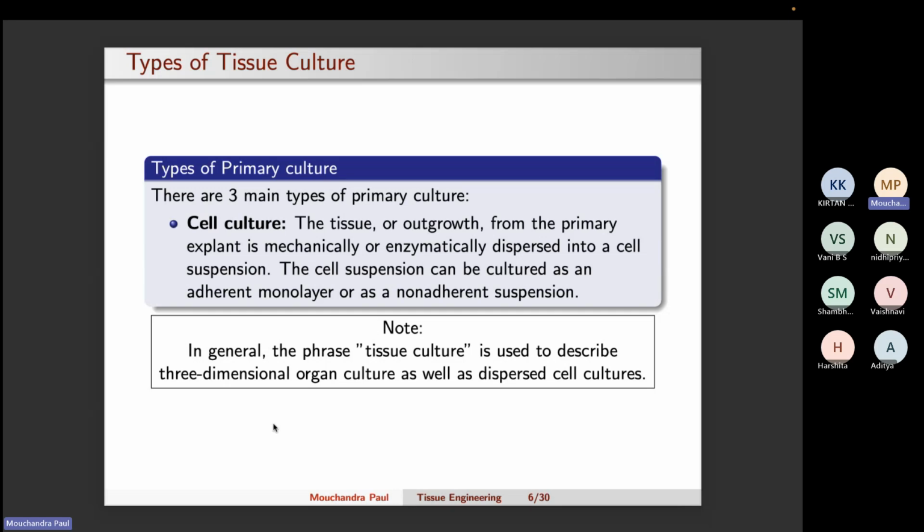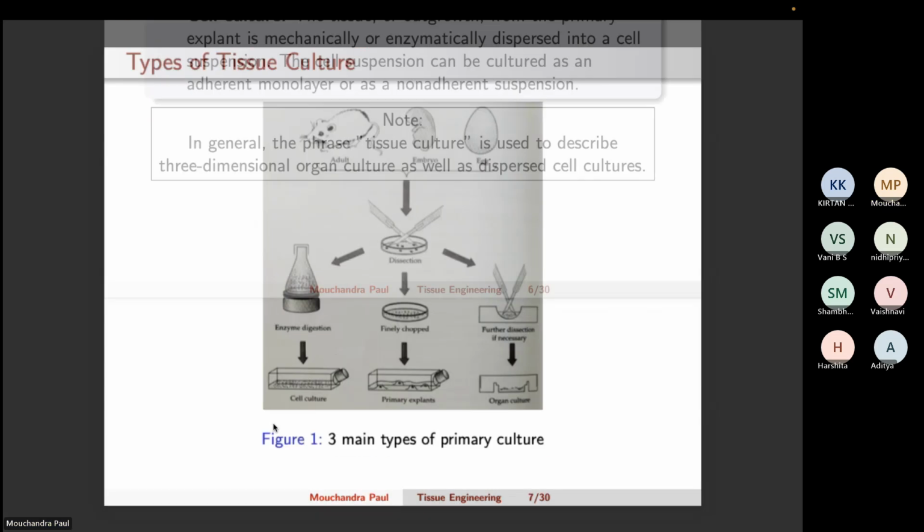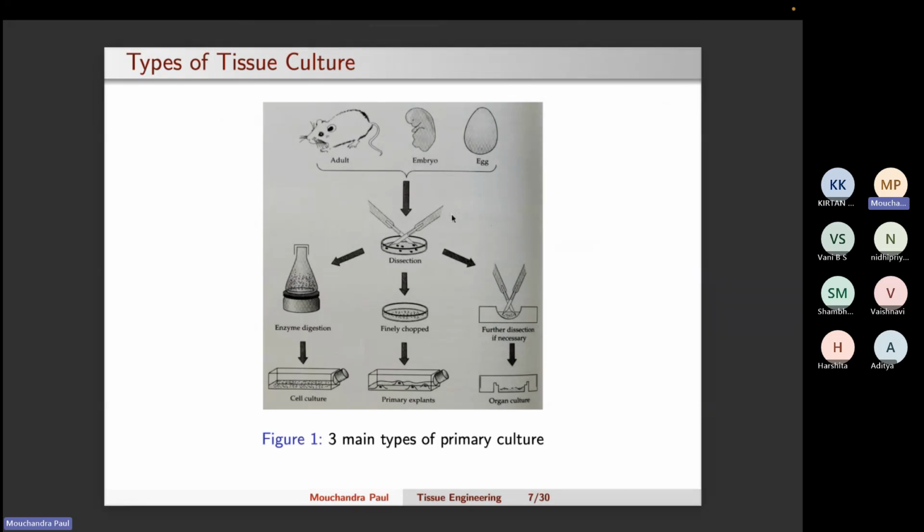But when we are talking about tissue culture, we refer to both the 3D organ culture, where we take the whole tissue, as well as the cell culture, where we take individual cells as the starter for growth. So here is an example.